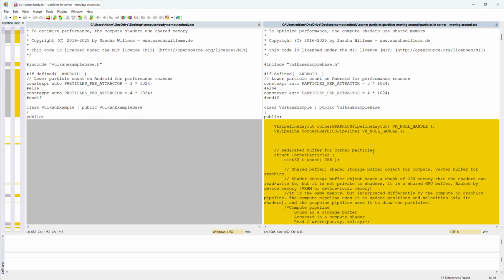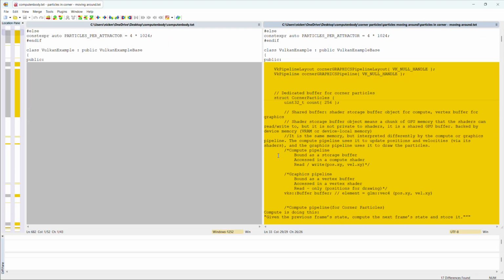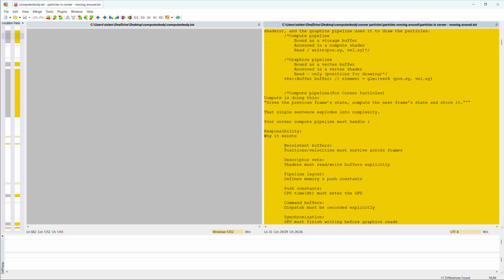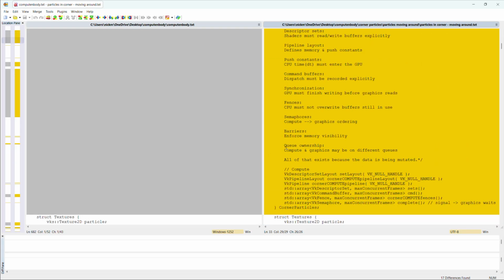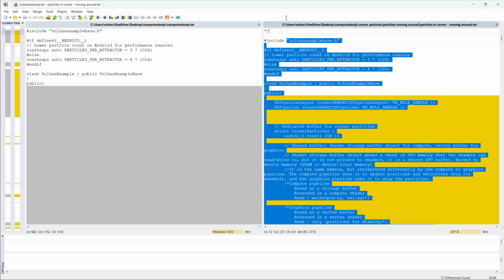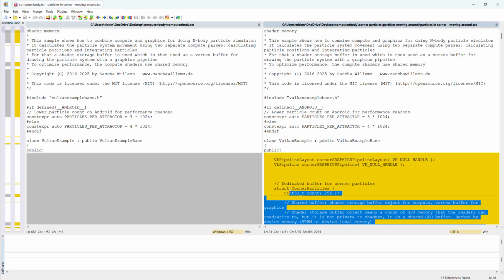Dedicated buffer for corner particles. So we have our corner particles struct. Remember we talked about the struct. And notice that this struct basically encapsulates all of this right here. So all of this right here is part of the struct, right? So there are certain efficiencies that come with it. And we know that this is part of corner particles, right?